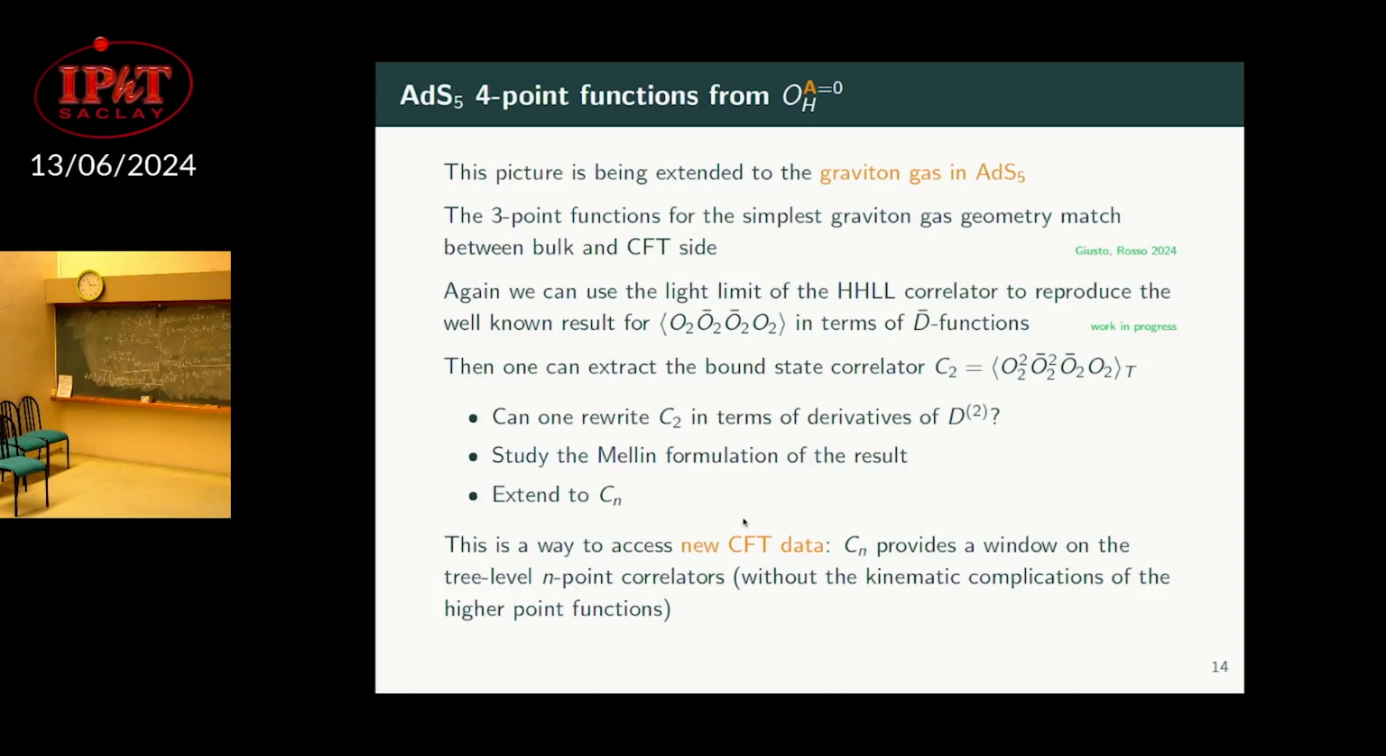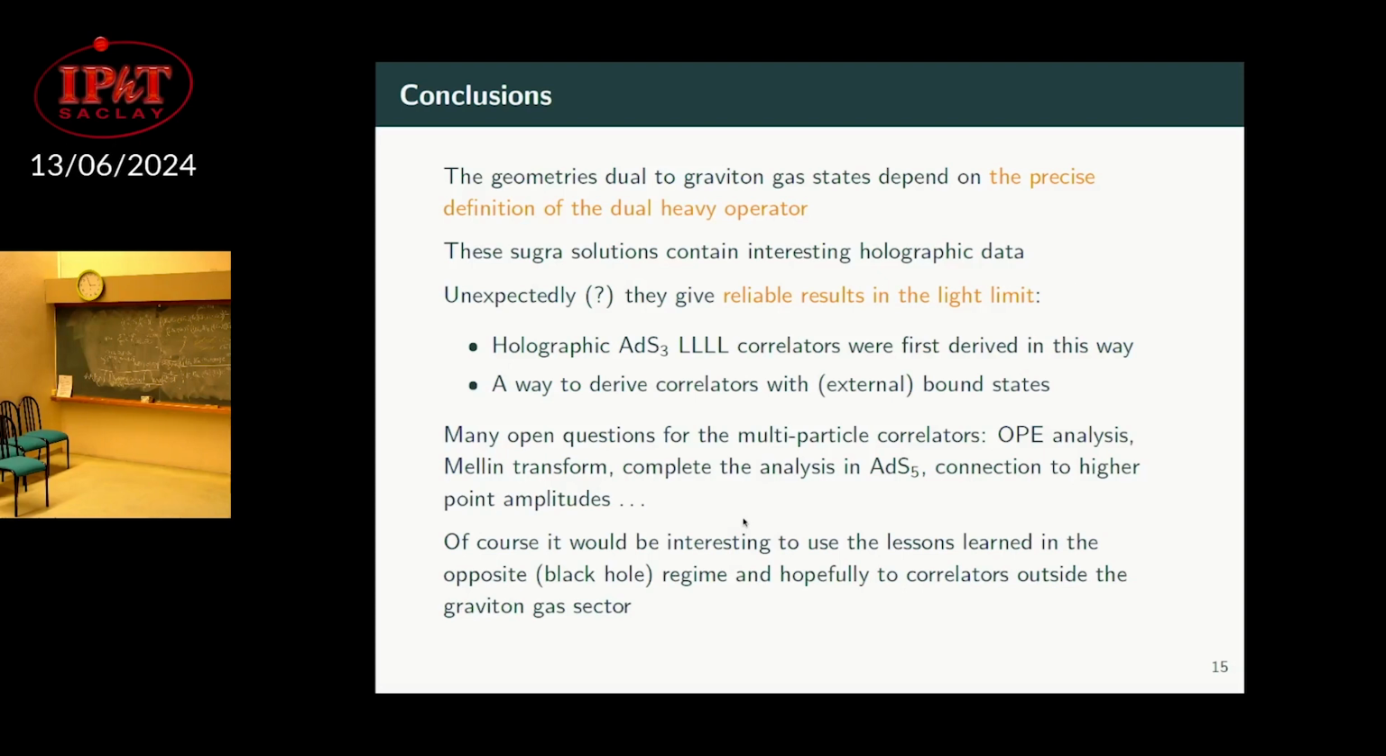And this is interesting because it's a way to access new data in the CFT. So it's a window to higher point correlators with more external states without the kinematic complication of the higher point function. Because if you study the higher point function, you will have many cross ratios, and it becomes kinematically very complicated. So this is a way to look at that problem without the complication of the higher point function.